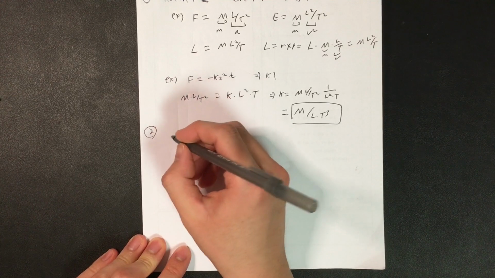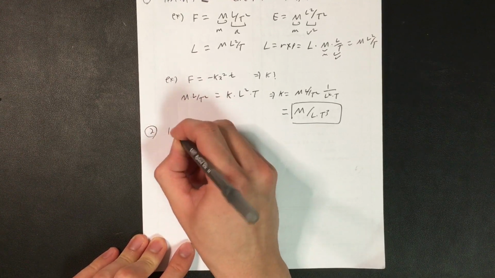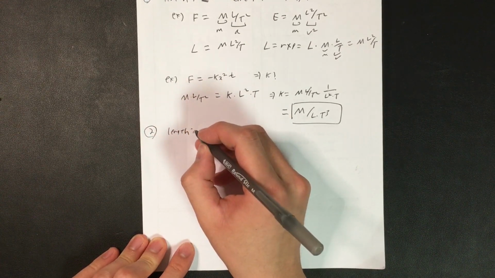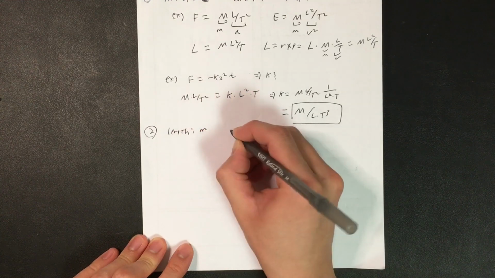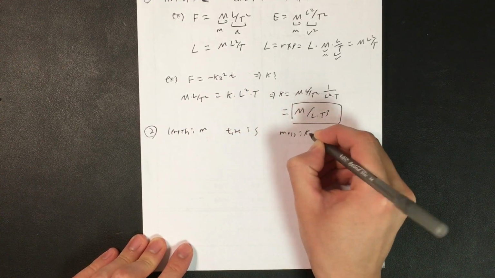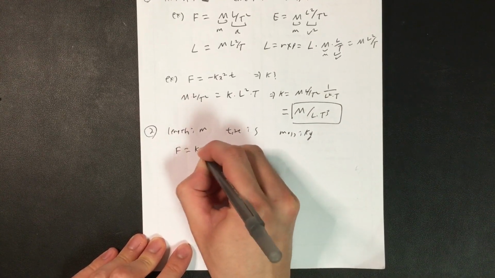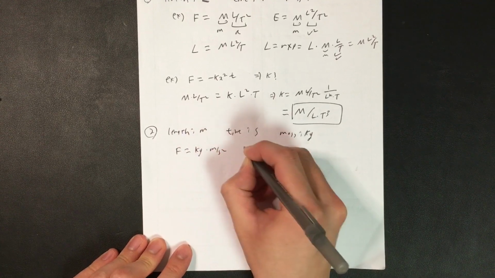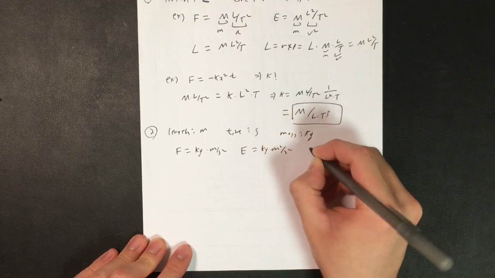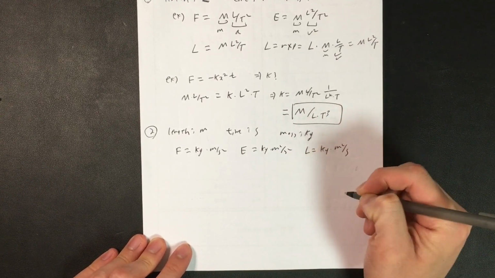The second method is in fact exactly the same as the first method, but is expressed differently. This time, the values are going to be represented in units. So length would be meters, time would be seconds, and mass would be in kilograms. So force would be kilogram times meter per second squared, energy would be kilogram times meter squared over second squared, and angular momentum would be kilogram times meter squared over second.